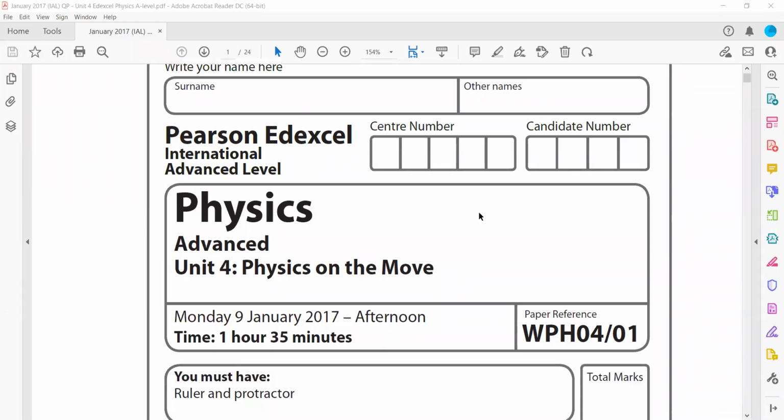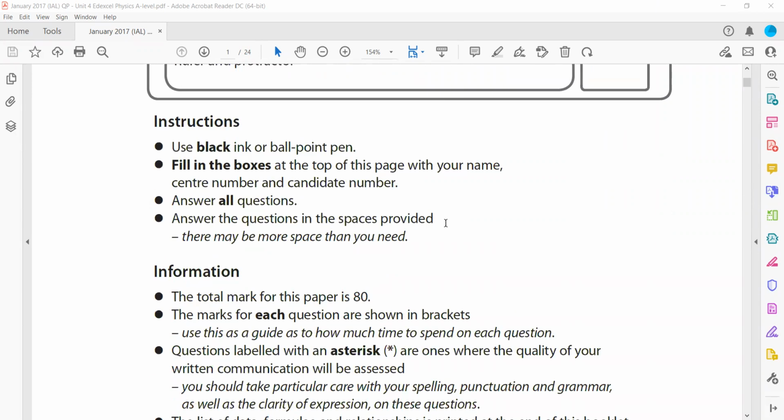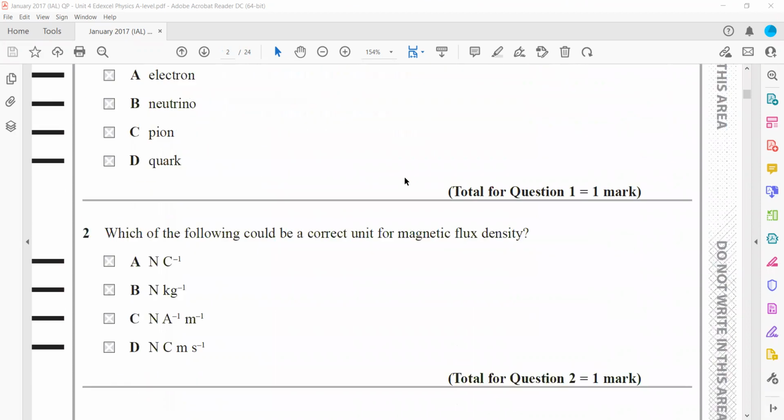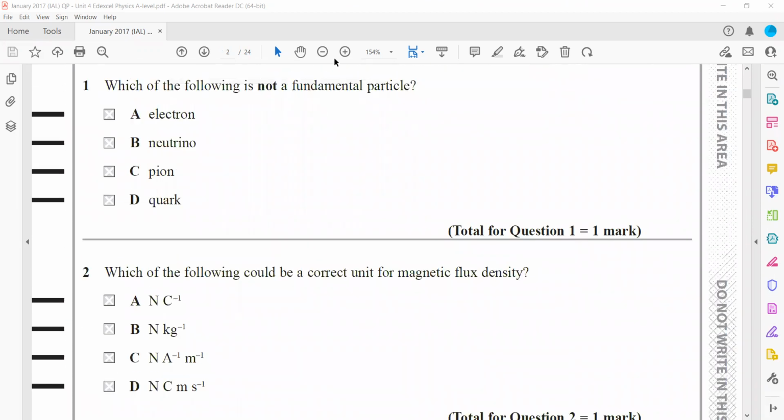This is January 2017, Unit 4. Which of the following is not a fundamental particle? You can also use the chat to just state the answer if you think you know the right answer. So which one of them is not a fundamental particle? Look, only 12 fundamental particles are there.